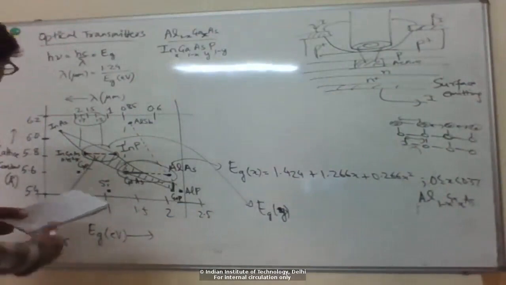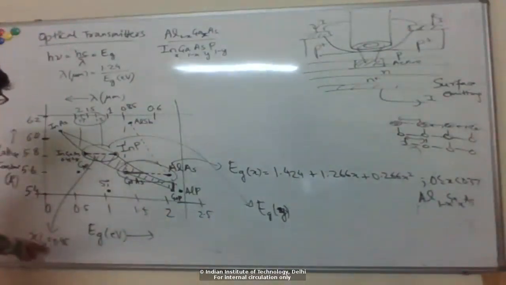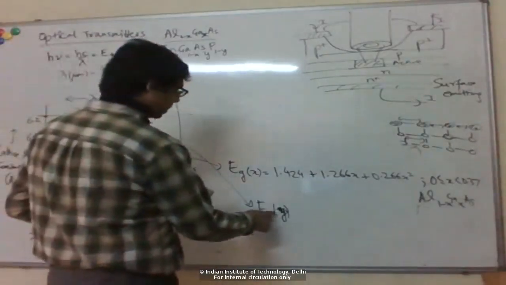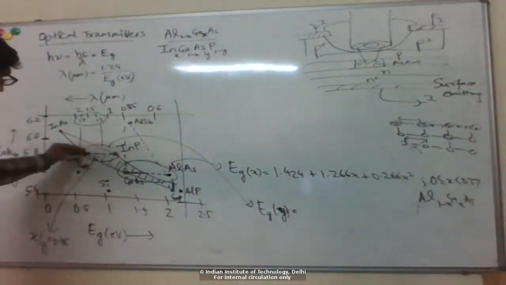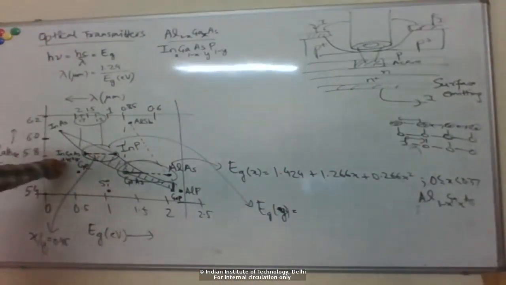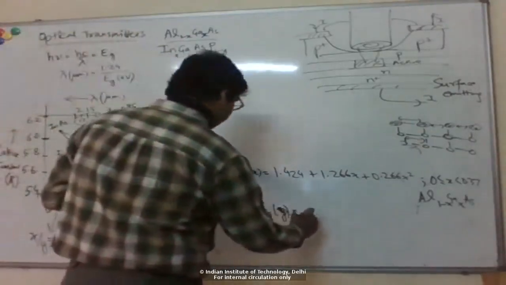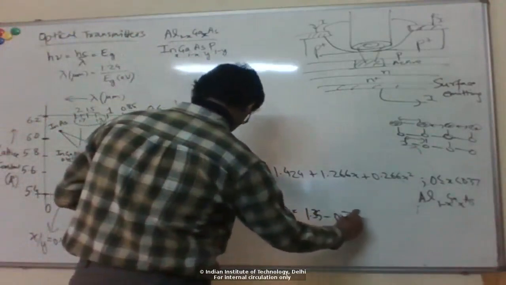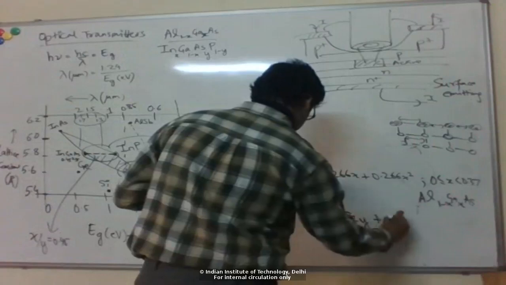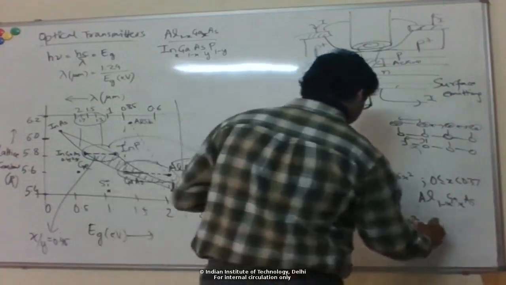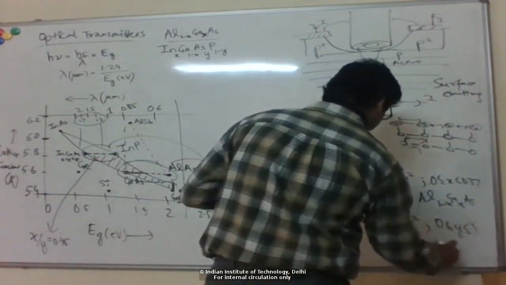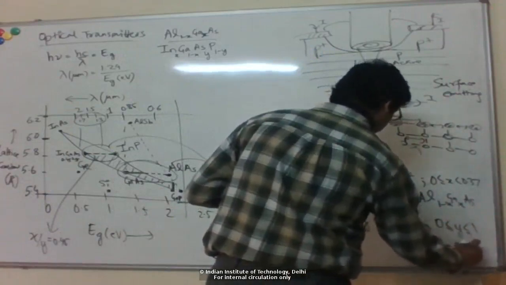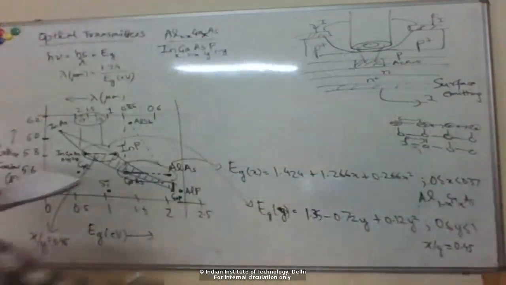So if you pick a particular y, you already determine x by this ratio. Instead of two variables, there's only one independent variable after this lattice constant matching. On this horizontal line, from indium 0.45 gallium 0.55 arsenide to indium phosphide, the band gap varies like this. Now y is going between 0 and 1, and x is going between 0 and 0.45. Okay, this is possible.